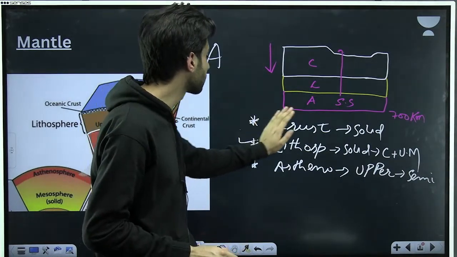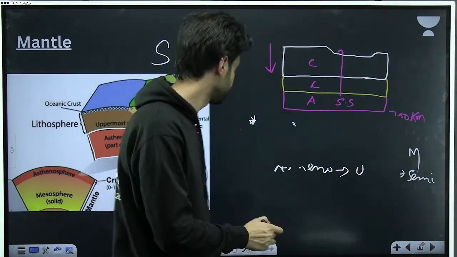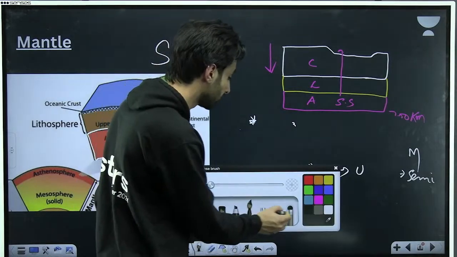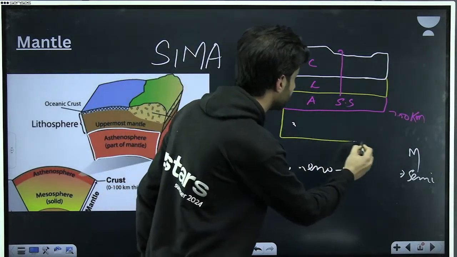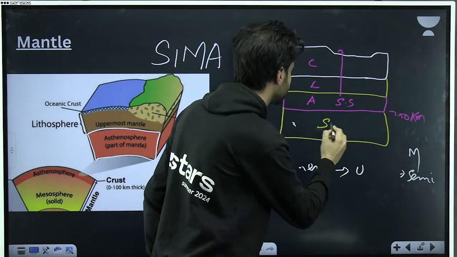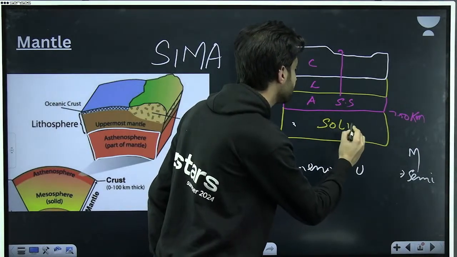So what is the cause for the layer to be solid? Why is the lower part of the mantle solid again? This is solid again. Why is it solid?